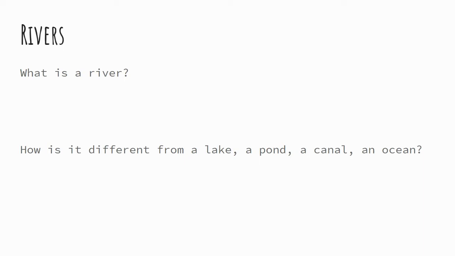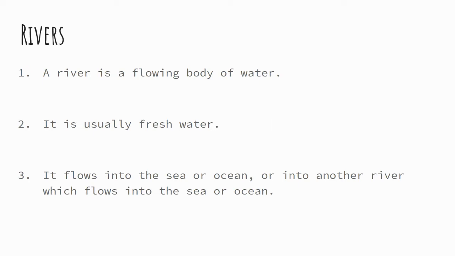Okay then, so what is a river and how is a river different from a lake, a pond, a canal or an ocean? So here is a definition then of a river. A river is a flowing body of water, so it's not still. We might have something like a pond or a lake, which could be either man-made or naturally existed, but it's not flowing, it's not moving the water towards another place.